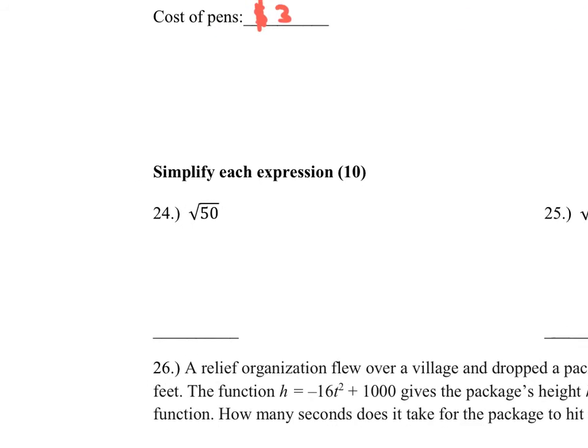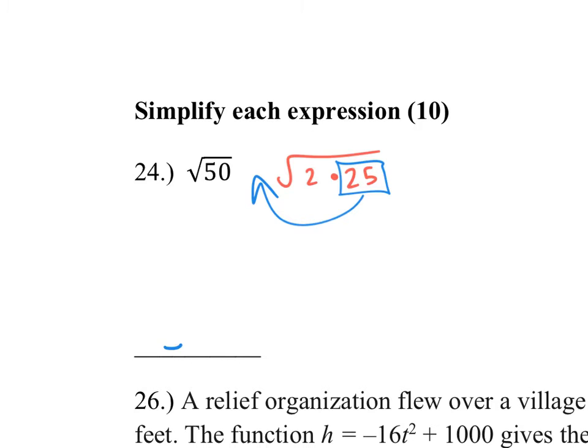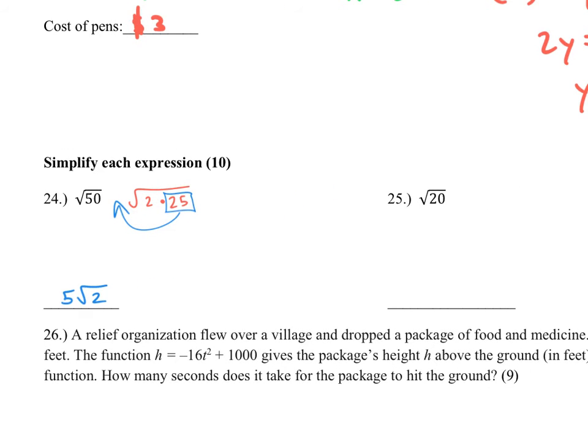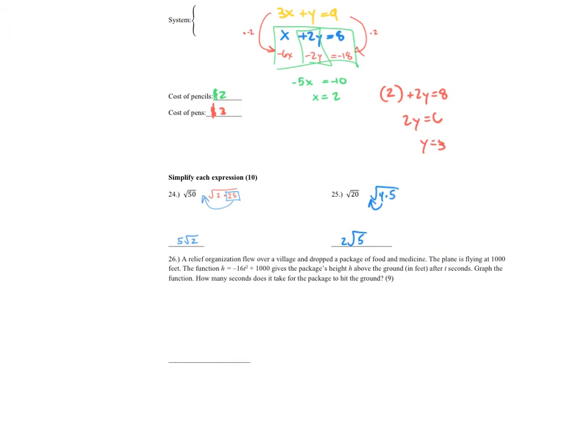So here we're asked to simplify some square roots. So recall that means we want to set it up so that we are expressing the inside number with multiplication, where one of the numbers is a perfect square. The square root of 25 is 5, and then the square root of 2 stays. For the 20, that would be 4 times 5. We can square root the 4 to get a 2, and then 2 square root of 5 would be our answer.